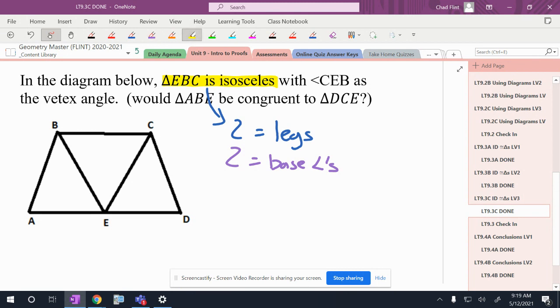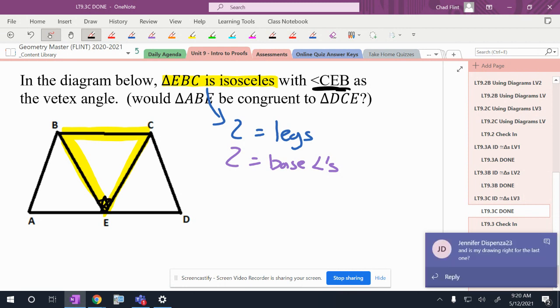So EBC is this triangle right here. So that's my isosceles triangle. It says CEB, which is right here, is the vertex angle. All right, so let's put some marks on there. So the base angles are here and here, okay? And the legs are there and there. And that's all I see.